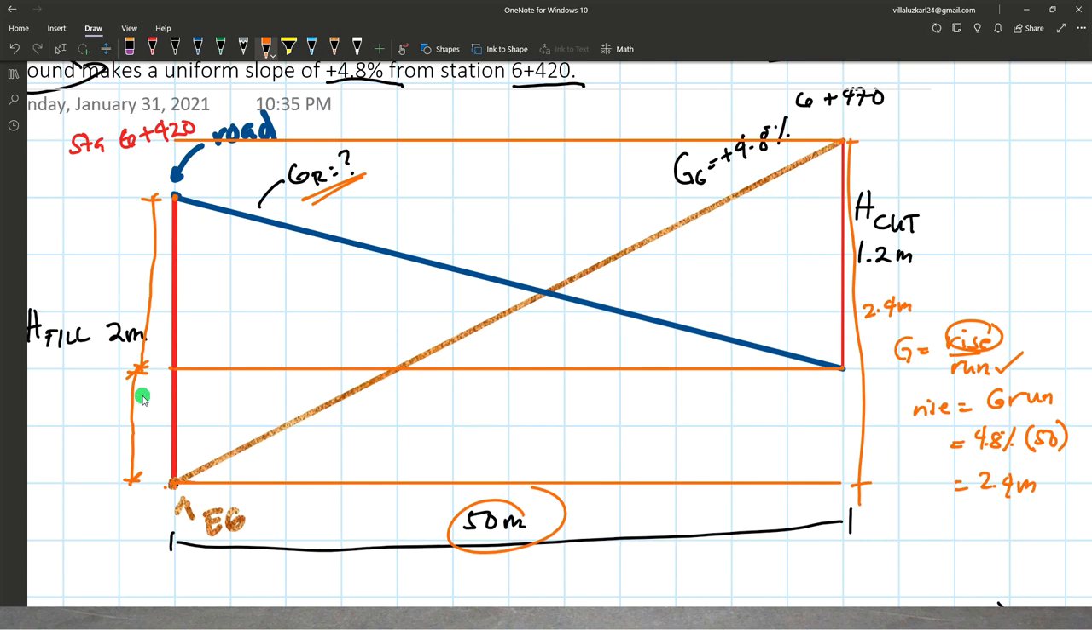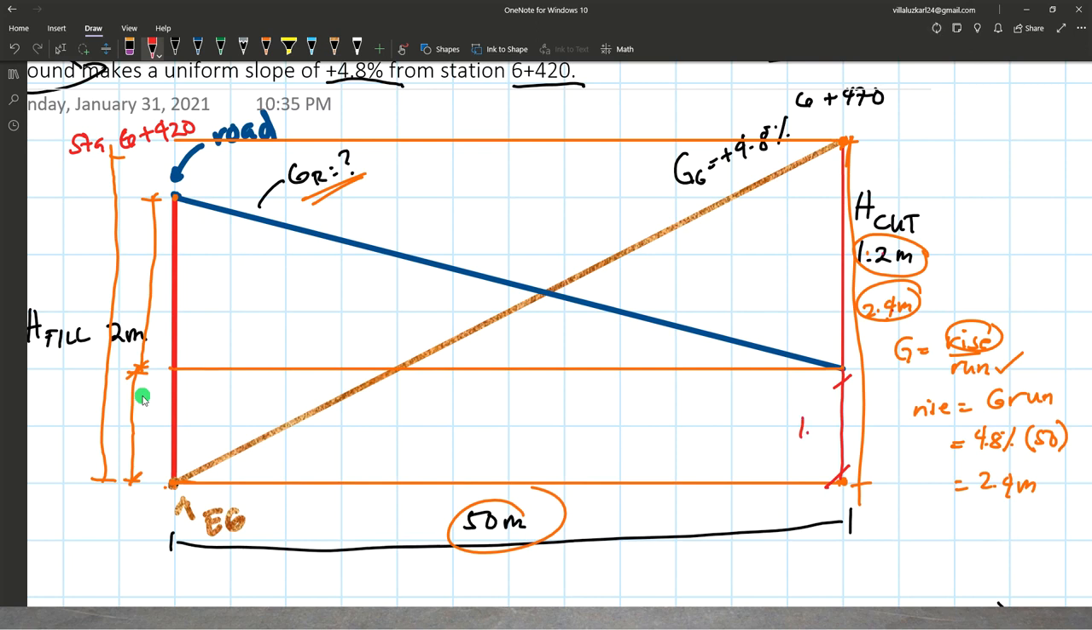The vertical distance from the station 6 plus 470 of the ground surface to the point measured horizontally from the extended horizontal line from the beginning of the station, or this is just the difference in elevation between the two stations on the ground surface. Okay, that's 2.4. So extending that here, this is your 2.4 right here. But since we already have a given height of cut of 1.2, we can simply subtract 2.4 by 1.2 so that we can have this dimension right here.